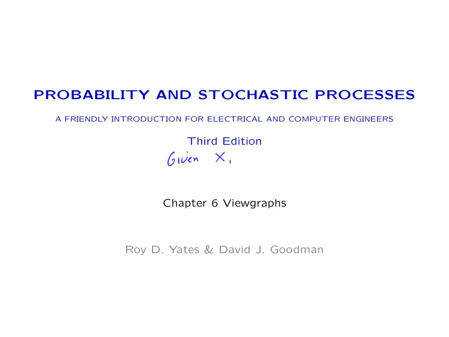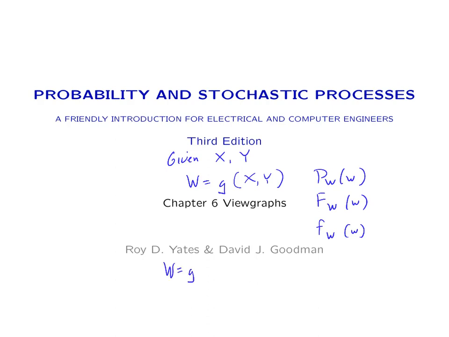situations where given random variables X and Y, you might, for instance, calculate W is g of X and Y, and you might like to be able to derive the PMF of W or the CDF of W or the PDF of W. And of course, it's important to notice that this case of W is g of X, Y includes the special case where W is just a function of X or W is a function of Y.